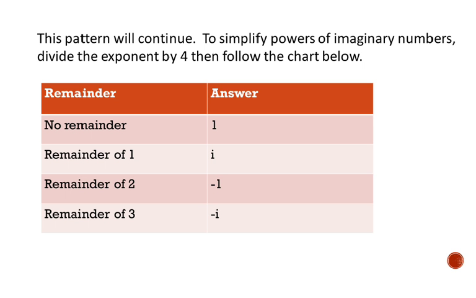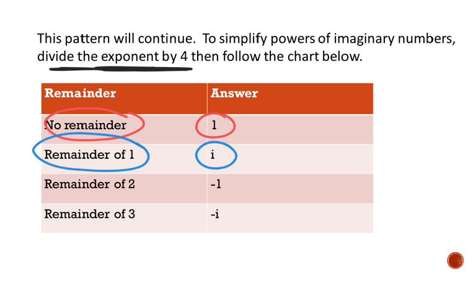So we're going to use this chart to talk about the pattern. Like I said, the pattern is going to continue. It says to simplify powers of imaginary numbers, you're going to divide the exponent by 4. Then you're going to look at your remainder and use the chart. So if we have no remainder, our answer is going to be 1. If we have a remainder of 1, our answer is going to be i. If we have a remainder of 2, our answer is going to be negative 1. And a remainder of 3 will give us negative i.